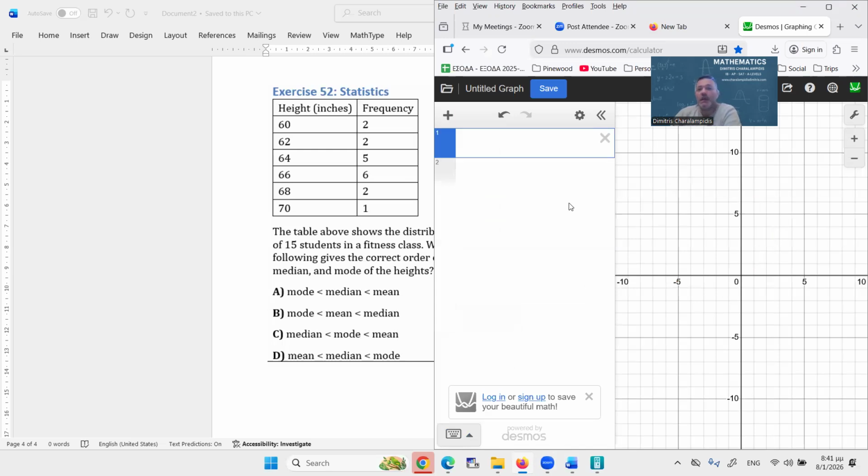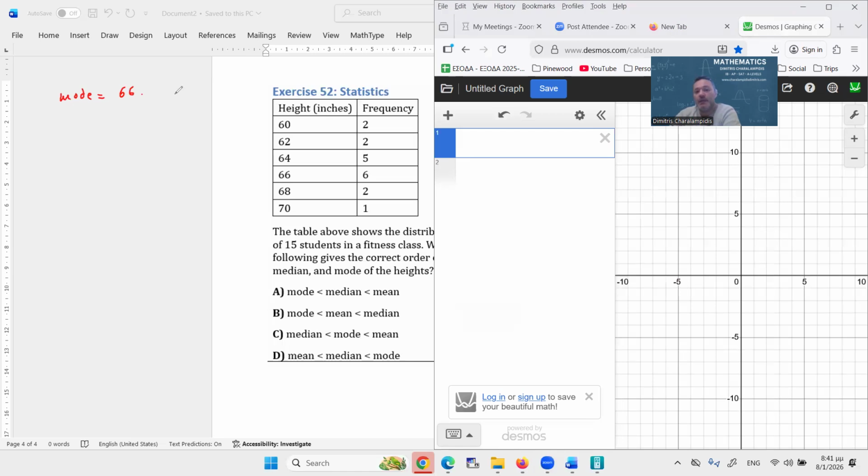Desmos has its own prompts for such things, for median and mean. We don't need to have any prompt about mode, because mode is the value with the highest frequency. So since mode is the most frequent value, we can clearly see that the biggest frequency is 6, so the corresponding value is 66, which would be the mode.